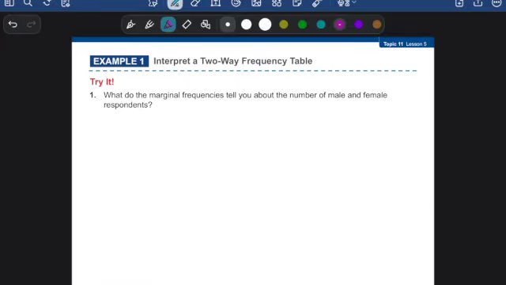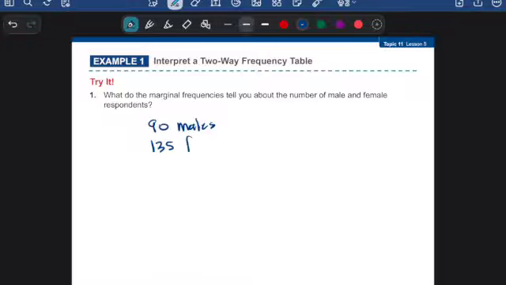So what did the marginal frequencies tell us? Well, again, the marginal frequencies tell us the total, and so we know that from those totals, we had 90 total males that were surveyed, and we had 135 females that were surveyed. Again, more females responded to the survey.